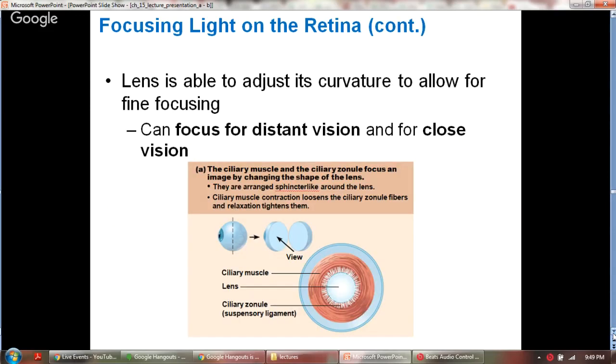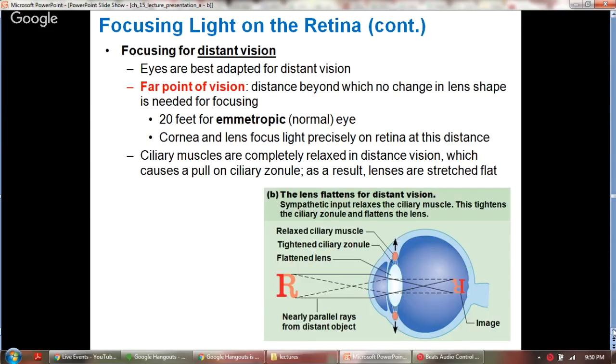And the lens is able to adjust its curvature to allow for fine focusing, and it can focus for distant vision and for close vision as well. So that's an ability of the lens. Let's look at the focusing for distant vision. So the eyes are best adapted for distant vision, and the far point of vision is the distance beyond which no change in lens shape is needed for focusing.